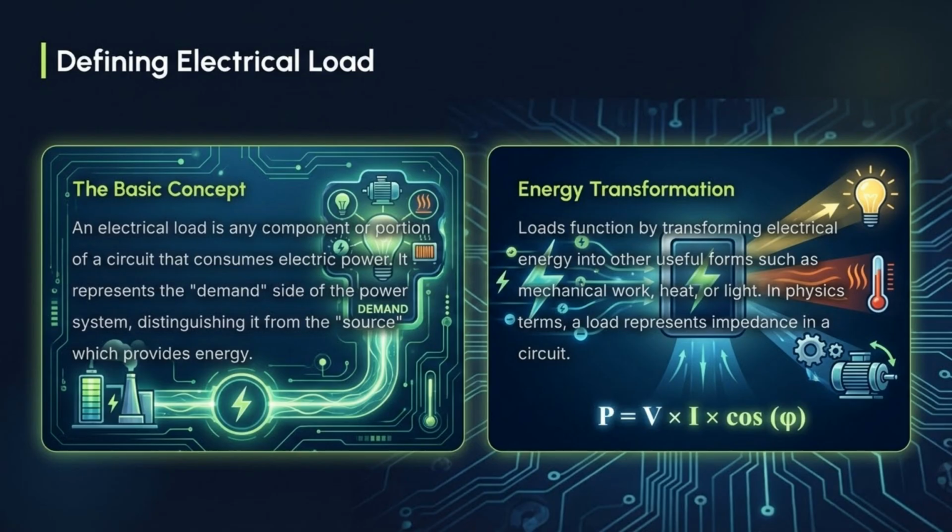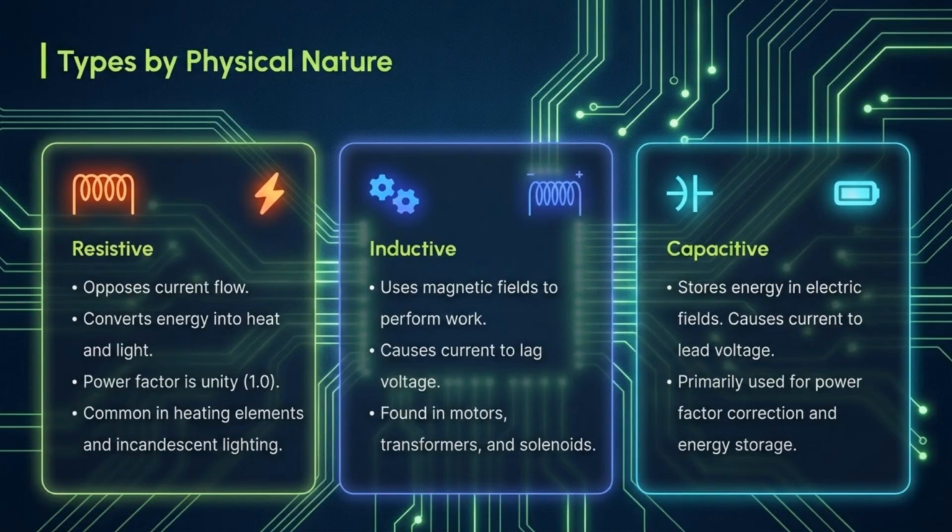An electrical load is any circuit component that consumes power. It represents the "demand side," transforming electrical energy into useful forms like heat, light, or mechanical work. In physics, it represents impedance. Loads are categorized by their physical nature into resistive, inductive, and capacitive types. Each influences current flow and power factors differently.